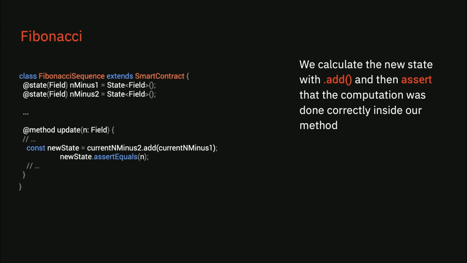Something that's really nice, too, is that this current n-2 is of type Field. Since we're using TypeScript, we have great support for IDEs. So when you're programming and you type in current n-2 and you hit dot, the IDE will show all the methods that are available, and it gives you a nice developer experience and a sense of code exploration while you're doing it. So here, we're calculating the new state, and then we're making a constraint on it.